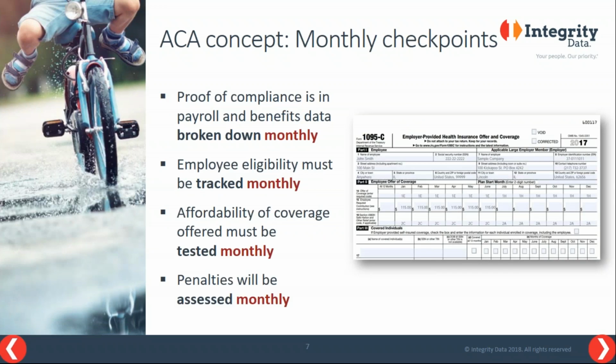All ACA compliance efforts center on monthly checkpoints of data. Your decisions and preparations for ACA compliance require a monthly view of your payroll and benefits data. When enforcing the employer mandate, the IRS will examine and assess penalties on a monthly basis based on what you have documented about your compliance in monthly detail on the 1095-C form.